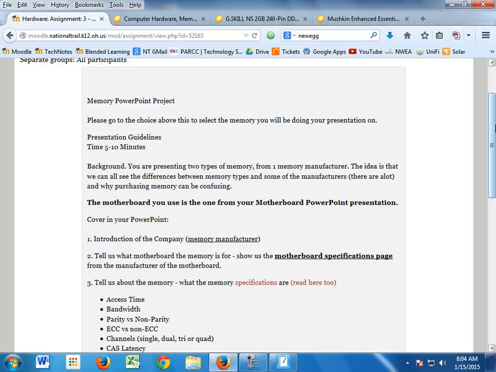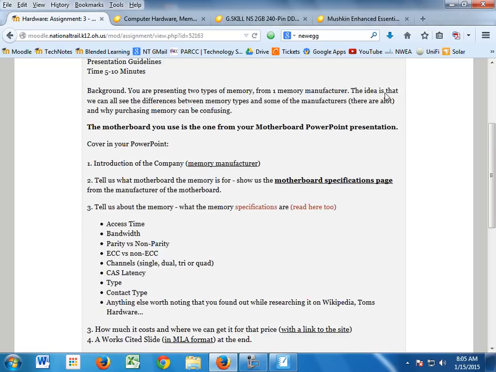So in this case, just like you did with CPUs, you're going to present 2 types of memory for one manufacturer, okay? So both your choices have to be from Crucial or Kingston or whatever. I'm not going to specify who you have to use, but once you choose the memory for one, you have to stick with that same manufacturer for the other one, okay? So I'm not going to assign manufacturers then. Okay, so you're going to be using your motherboards again, okay?